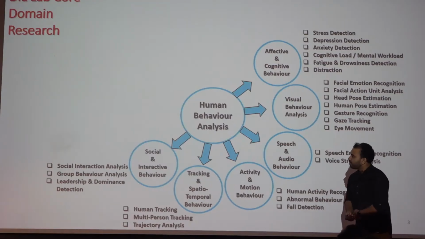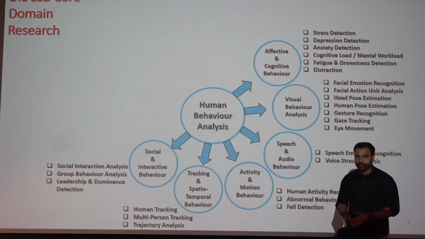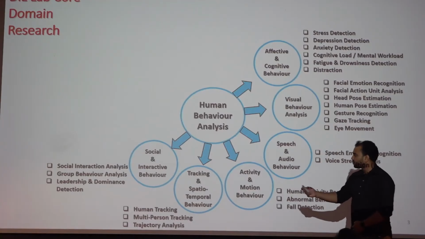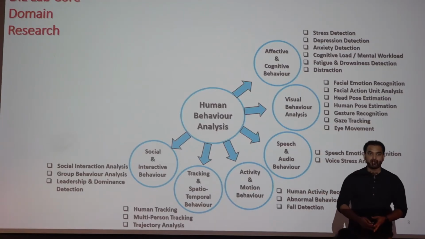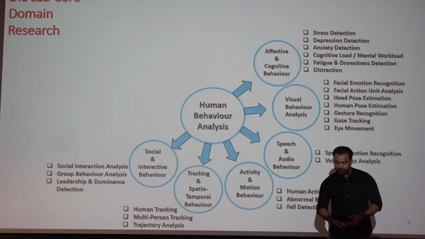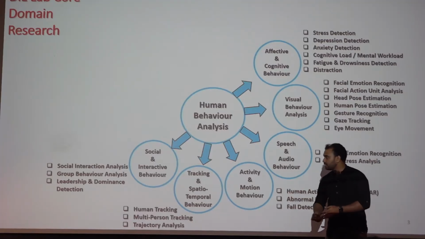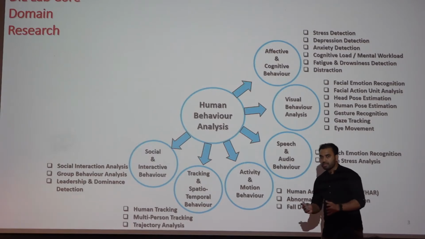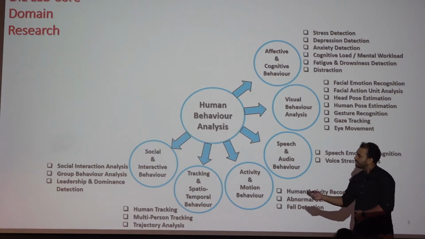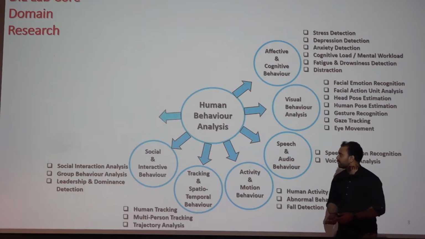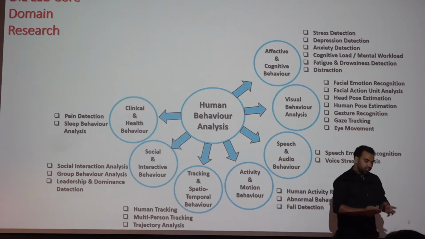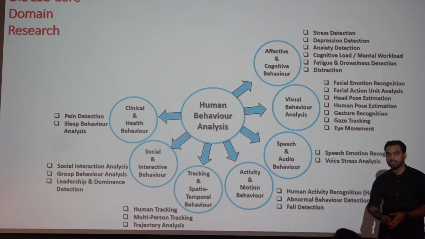So here we studied social interaction in animals, but as a long-term goal we plan to study social interaction and group behavior analysis, and also leadership and dominance detection. Last year one student did a minor project on leadership, but it was in animals, not humans. In the long term, we plan to think about social and interactive behavior. Then clinical health behavior, such as pain detection. That is also a very interesting topic we will consider in the future.